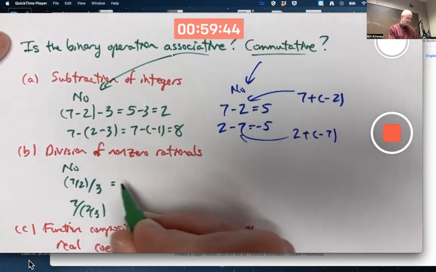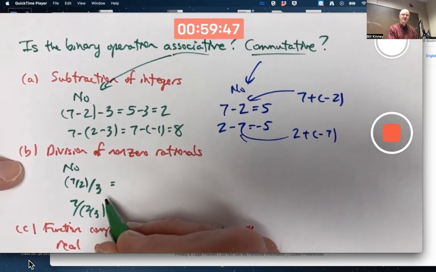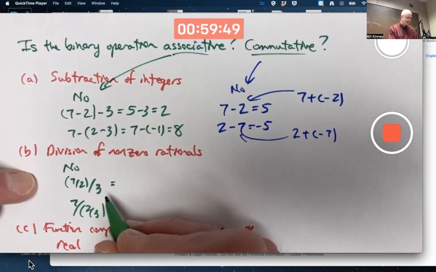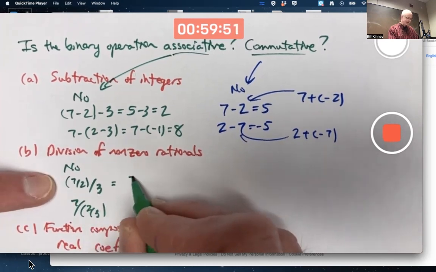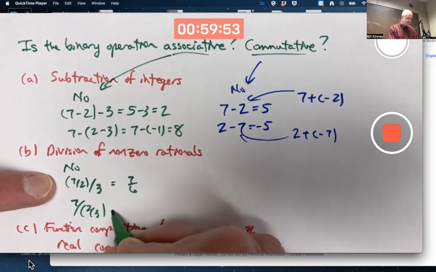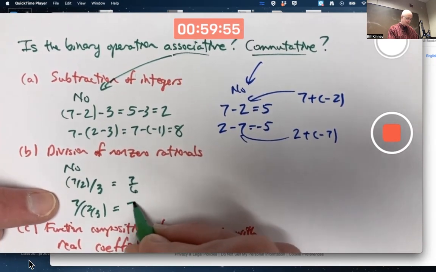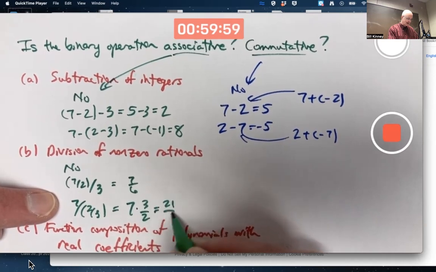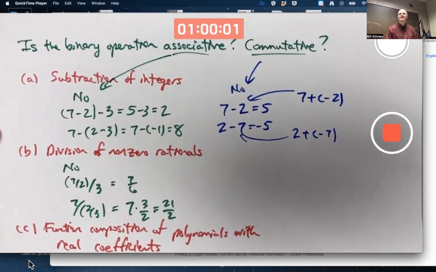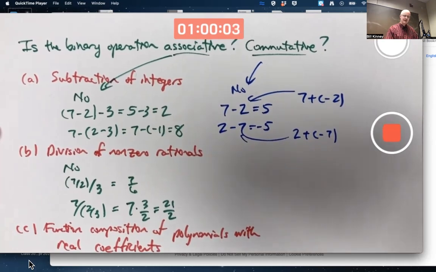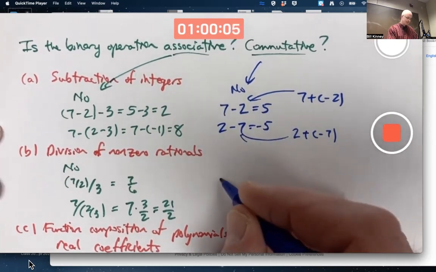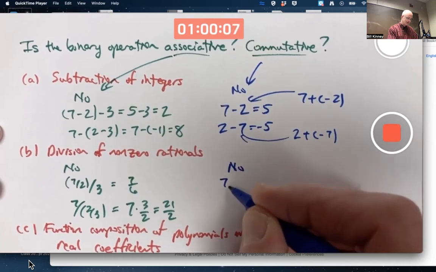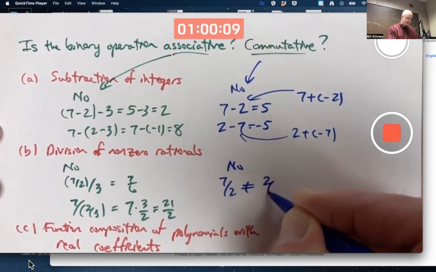But they're not. Thinking about how to do your fraction arithmetic, 7 halves divided by 3 is the same as 7 sixths. And 7 divided by 2 thirds is the same as 7 times 3 halves, which is 21 halves. Different. Is it commutative? Nope. That's also no. 7 halves, for example, does not equal 2 sevenths.